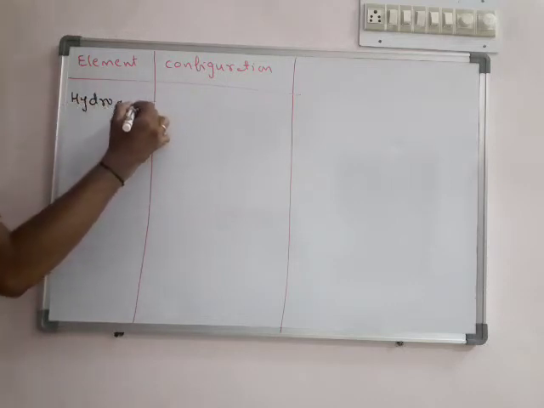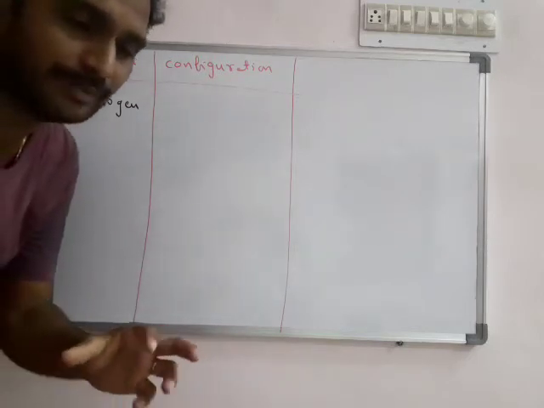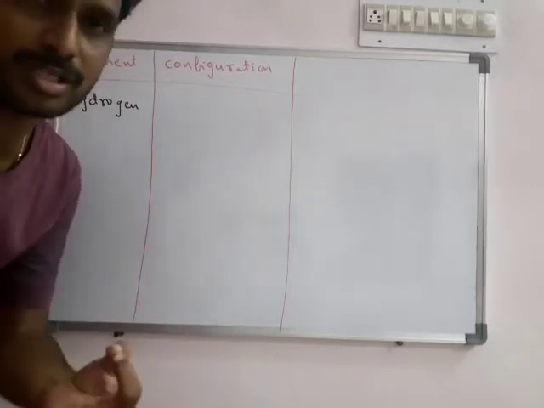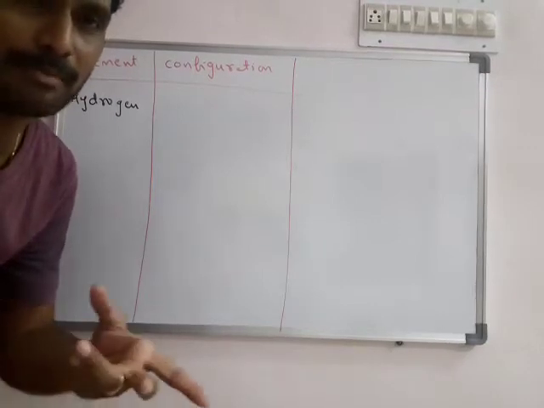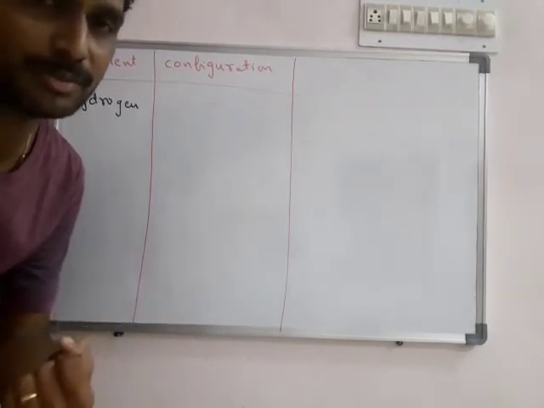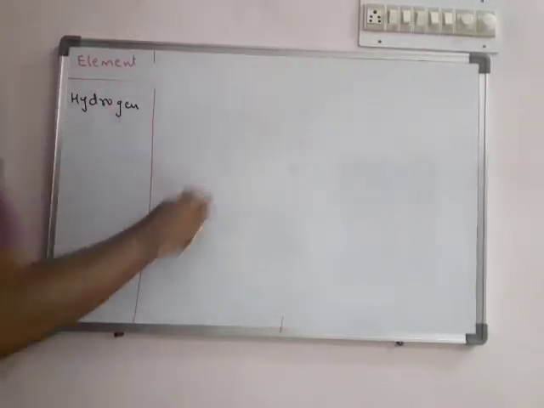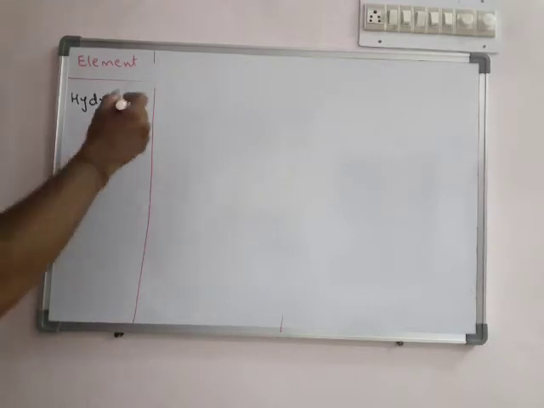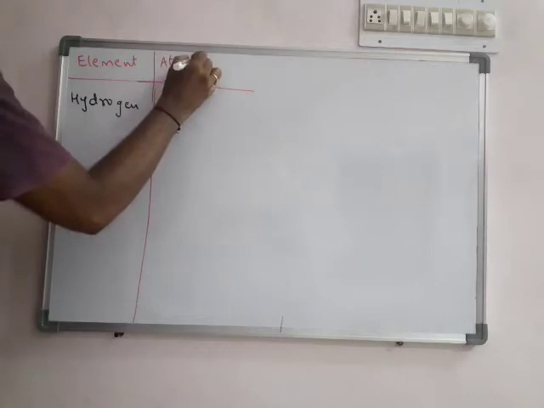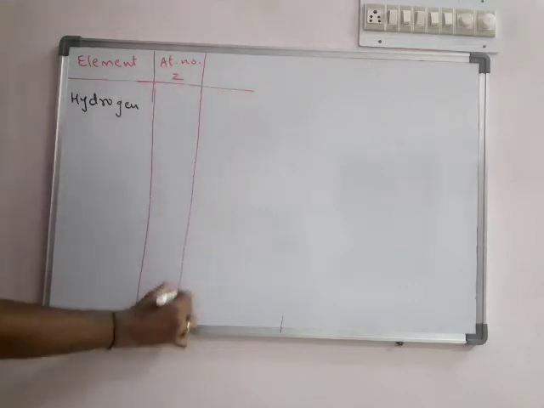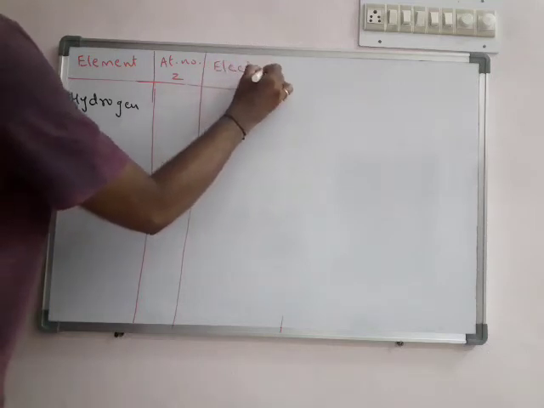Hydrogen. So how many electrons are there? Before distributing electrons, we need to know the number of electrons. To know that, we need the atomic number. Atomic number is equal to the number of electrons and protons. So we need to add one more column for atomic number, from which we know the number of electrons. Atomic number is simply Z. Next, now write electronic configuration.